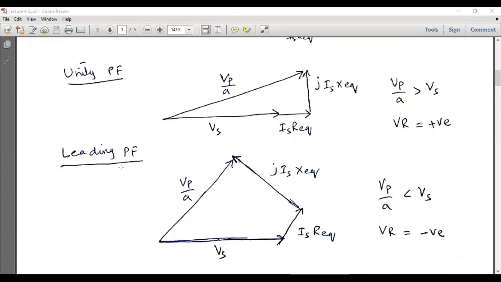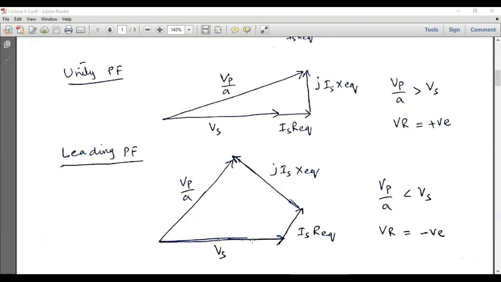Now we are moving towards the load which is having a leading power factor, and that load is called a capacitive load. So again, the Vs vector is our reference. Now Is is leading the Vs vector because we have a leading power factor load.